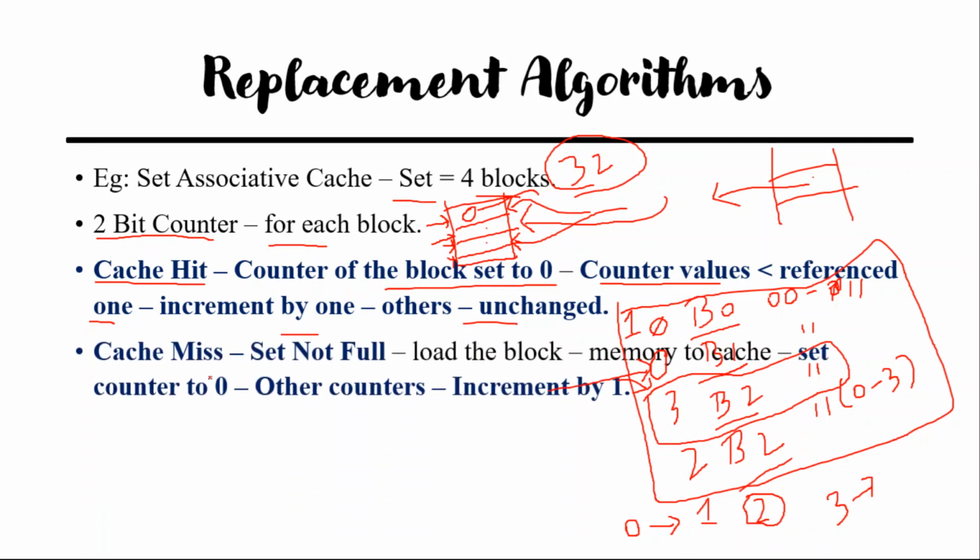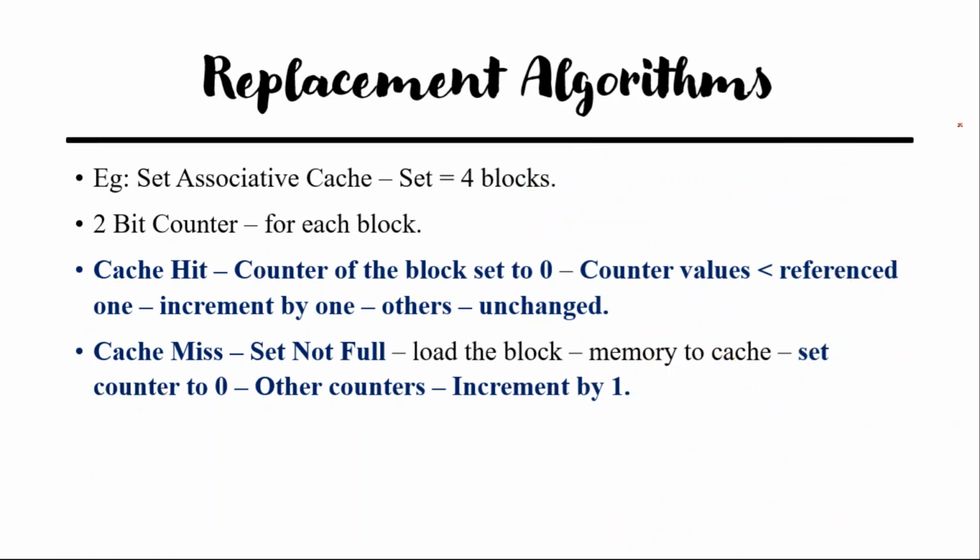If there is a cache miss, there are two cases. One is a cache miss and there is space available in that particular set. That means not all the 4 blocks are filled, some blocks are empty. So there is a cache miss and the set is not full. In that case, there are some empty blocks, so just load the block from the memory to the cache. A new block you want to bring, but there are some empty locations available in the cache memory. You want to bring a new block from the main memory to the cache.